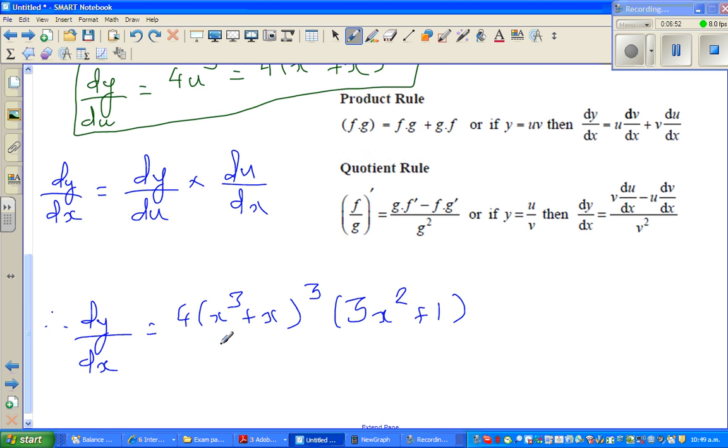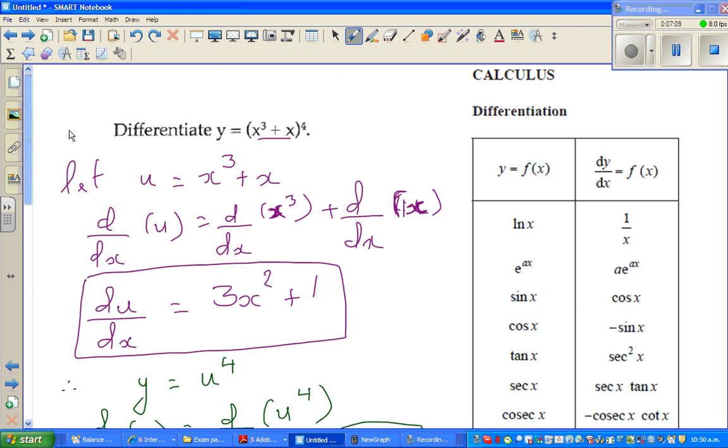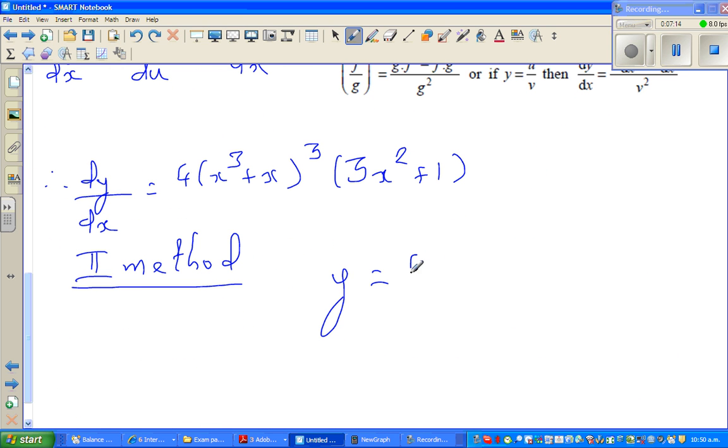Now how to do this without going through this du and dy by du and composite rule? So let me do the second method, which is a smarter method. As calculus students, you should know how to do the smarter way. So let me write the question again. y is equal to (x cubed plus x) to the power 4.